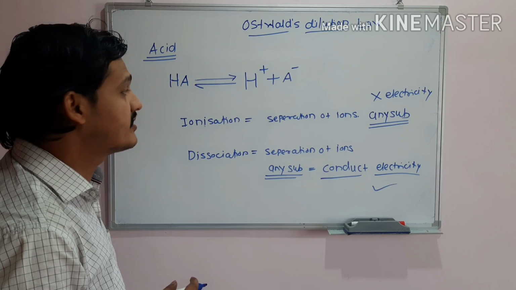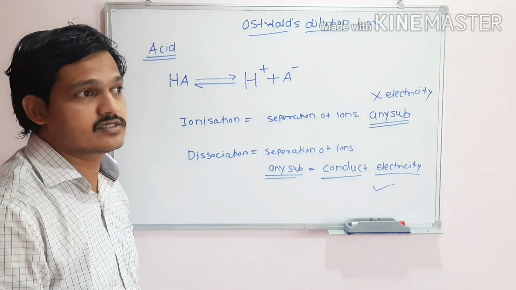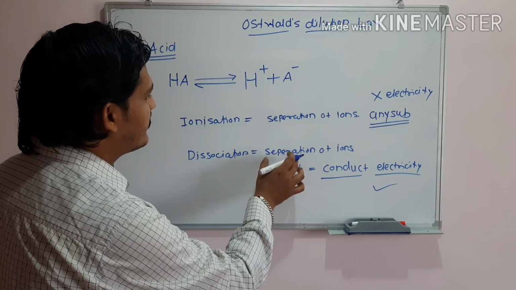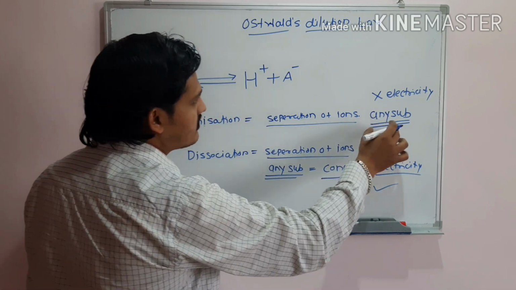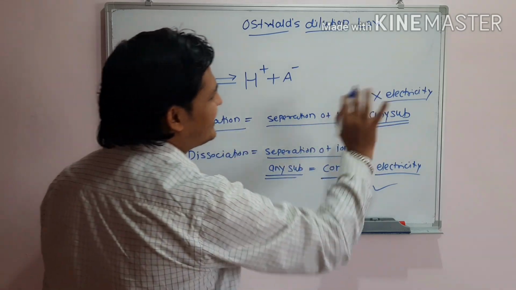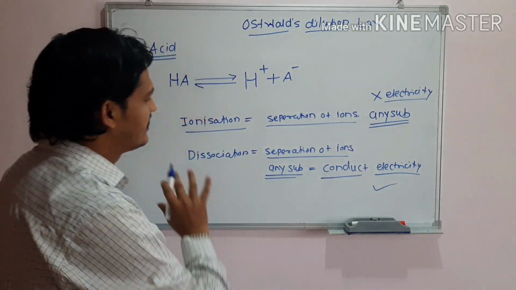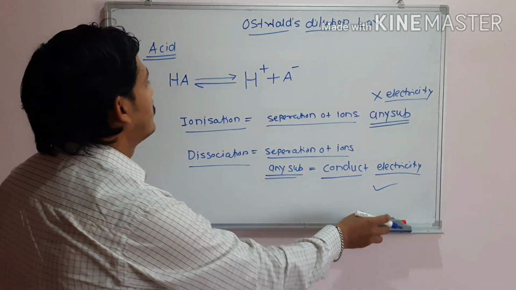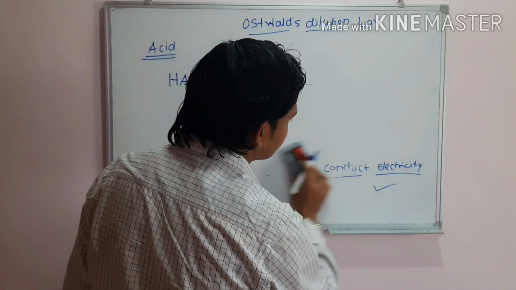Many students ask me what the difference is between ionization and dissociation, because sometimes I use the word ionization and sometimes dissociation. They are equal, because I am using them only for separation of ions. The basic difference is that in ionization the substance does not conduct electricity, and in dissociation the substance conducts electricity. Now let us move to the derivation of Ostwald dilution law for weak acids and weak bases.